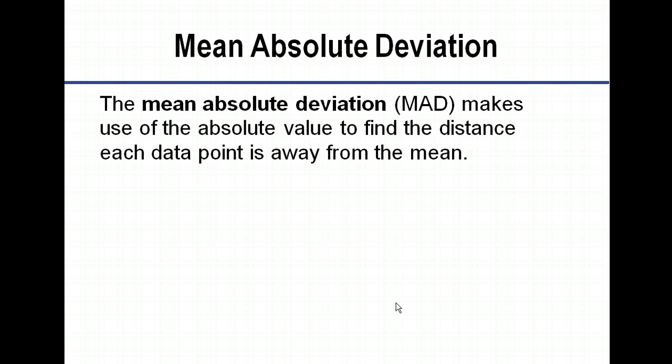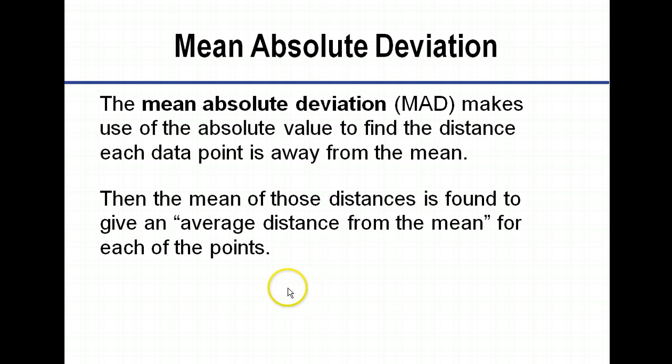So the first of these discussions of variation that we're going to talk about is what's called the mean absolute deviation, abbreviated as MAD, of course, like this as an acronym. The mean absolute deviation, or MAD, makes use of the absolute value to find the distance of each data point from the mean. And this is really one of the most basic ways to measure the spread of the data. So we have to first figure out just exactly how far away each data point is from the mean. Once we have each of the distances calculated, we take each of those distances and find the mean of those distances. And this gives us an average distance from the mean.